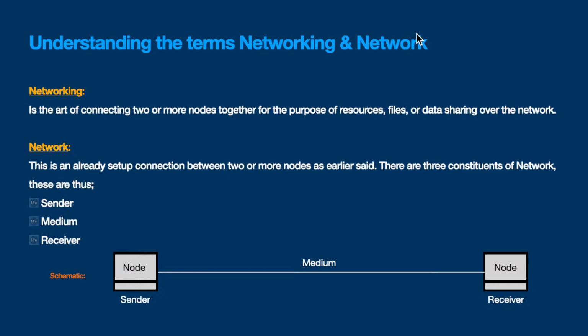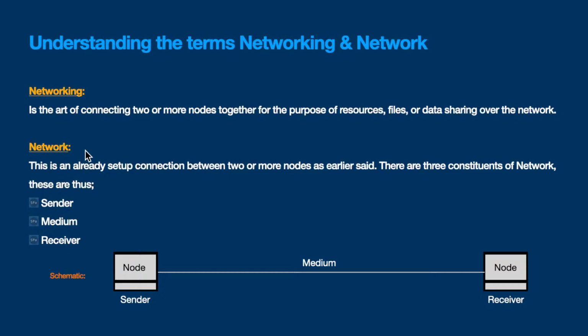Okay, so I believe we now understand what internet means and what network equally means. Having gotten that, let's proceed. Understanding the terms networking and network: networking deals with systems and devices that you can interconnect together. That is what we refer to as the node. So networking is the art of connecting two or more nodes together.